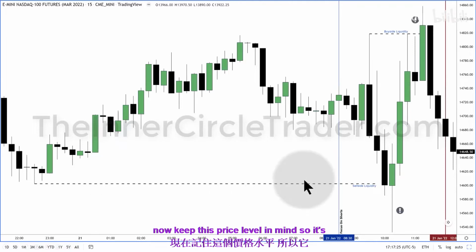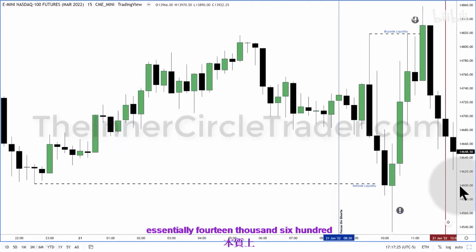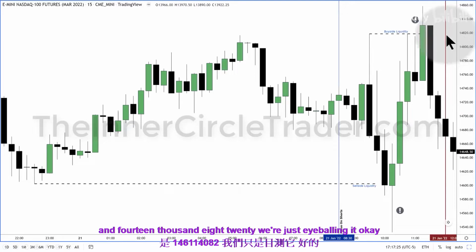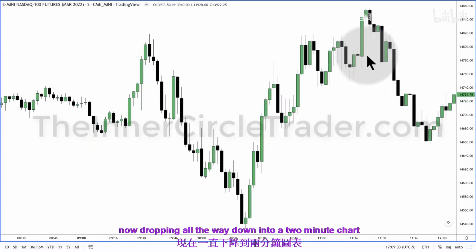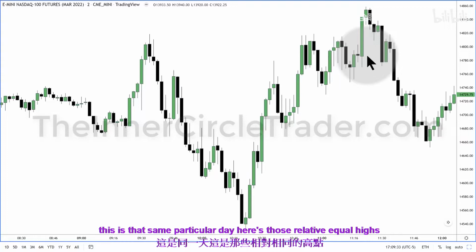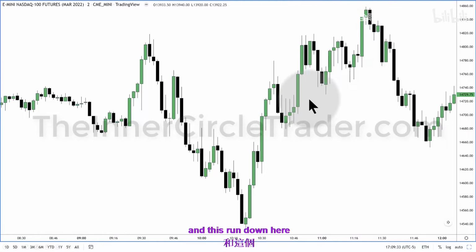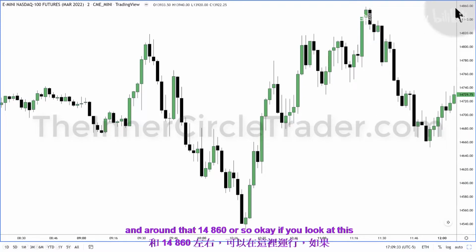Now, keep this price level in mind. It's essentially 14,600 and 14,820. We're just eyeballing it. Now, dropping all the way down into a 2-minute chart. This is that same particular day. Here are those relative equal highs, and this run down here. If you recall, 14,600 and around 14,860 or so.